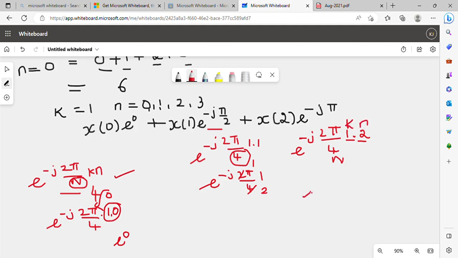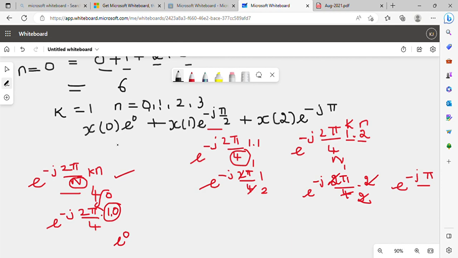Now if I do the simplification, I would be getting minus j 2 pi by 4 into 2, right? So now we get 2 ones are 2, twos are, and 2 and 2 get cancelled. So I get e to the power of minus j pi, right? Yes. So now this is my third one, and let me come to the fourth one.